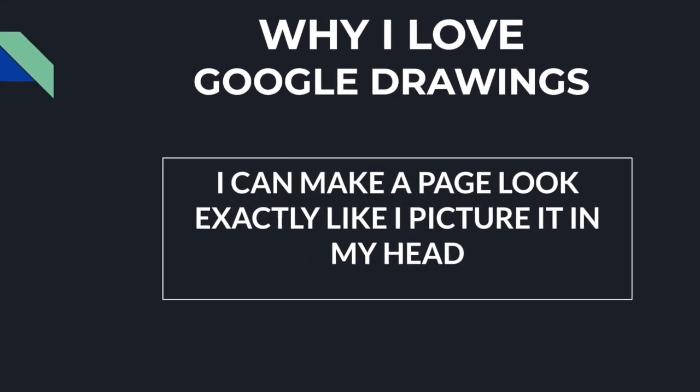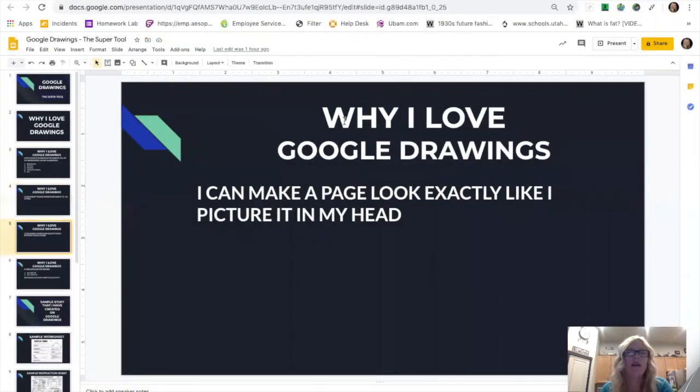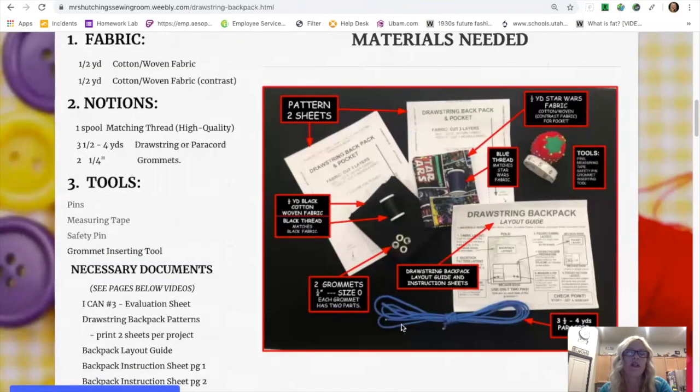The next thing I love about Google Drawings is I can make a page that looks exactly like I picture it in my head, like the picture I just showed you on my website. If you go into Google Docs, it has you insert things in a paragraph order. If you try to put a picture in, it's going to want to stay next to the margin and you can't move it where you want to. Google Drawings overrides all of that and makes it a lot easier to use and super fun.